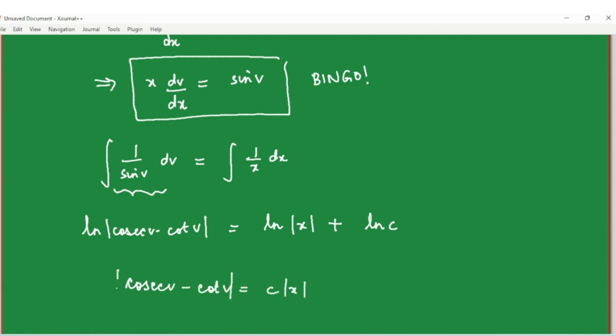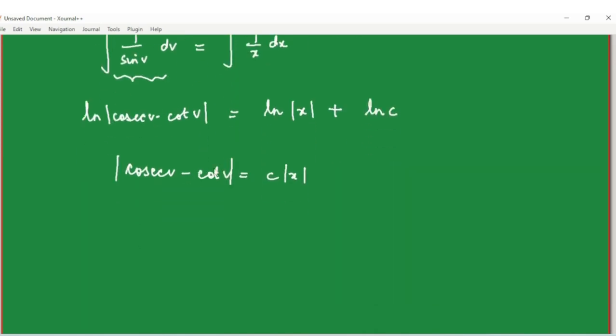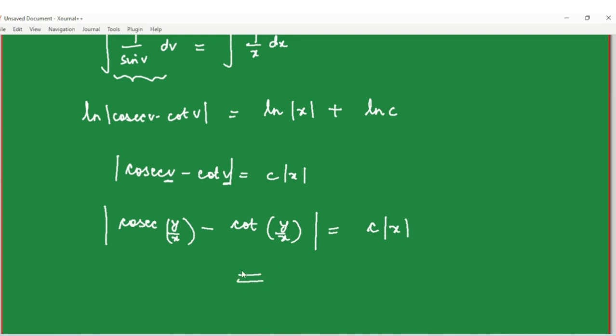But since v was introduced by you to make the equation separable, please do not forget to replace the value of v by its original value, which is y by x, in the final answer. Once you do that, this is what your answer looks like, and that's the end of this category.